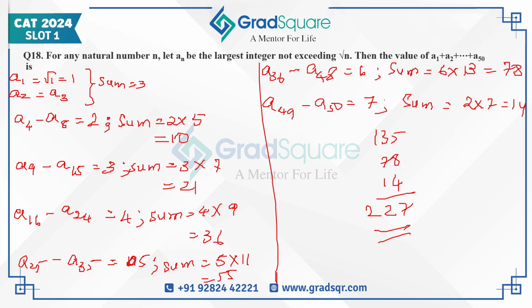Did I make a mistake? 13, 33, 34, 34, 64, 70, 70, 125. It should be 125. Yeah, this is 125. 70 plus 55 is 125. So the answer has to be 217. Yes, the answer is 217.